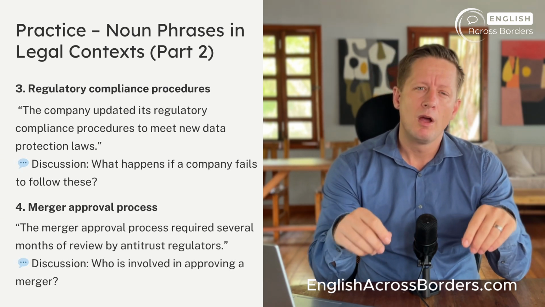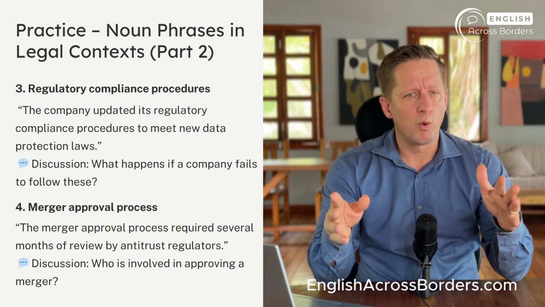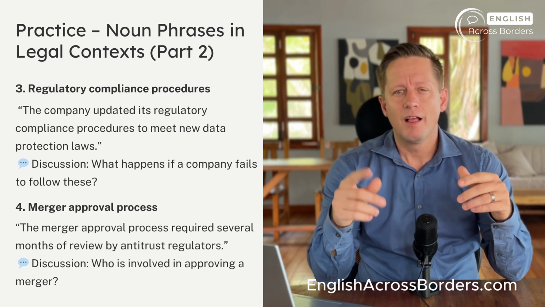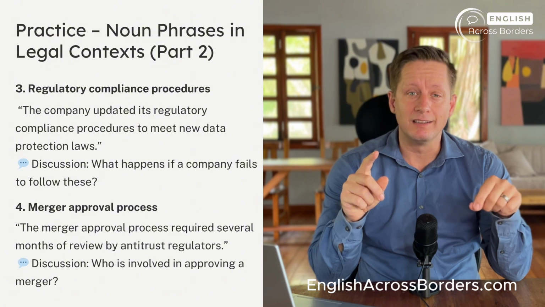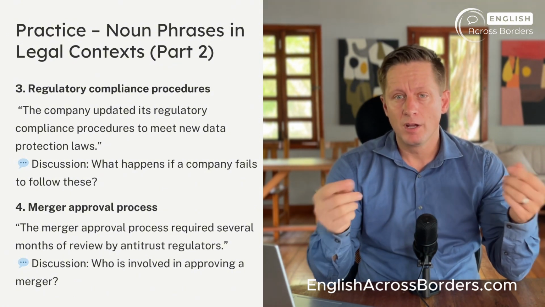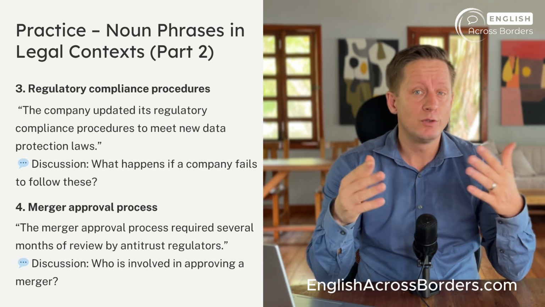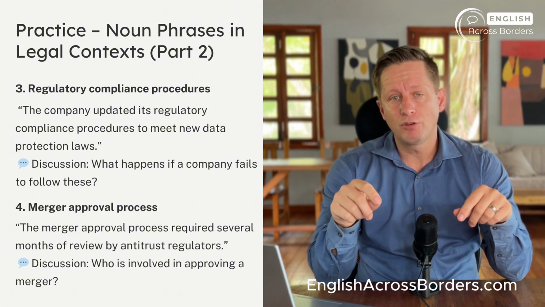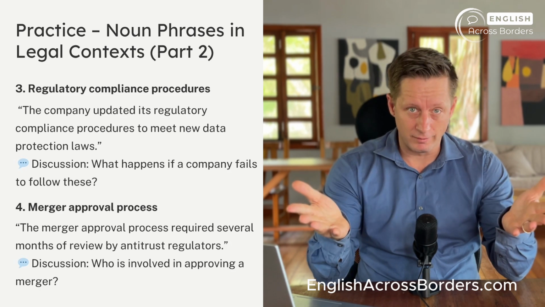And finally, merger approval process. The merger approval process required several months of review by antitrust regulators. This phrase describes the steps a company must follow to get legal permission to merge with or acquire another company. Regulators, often government agencies, review these deals to ensure fair competition. Using phrases like this helps you talk about complex procedures with clarity and confidence.